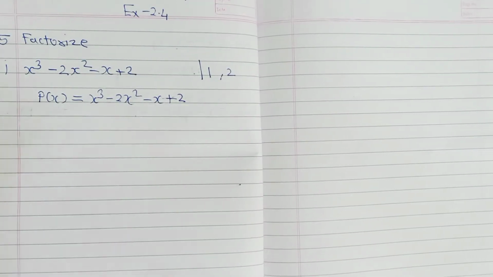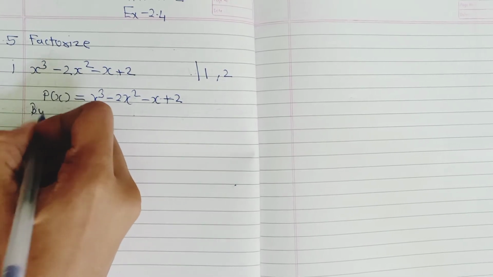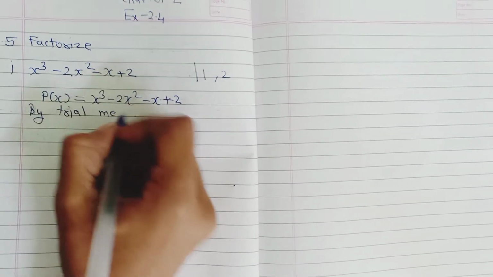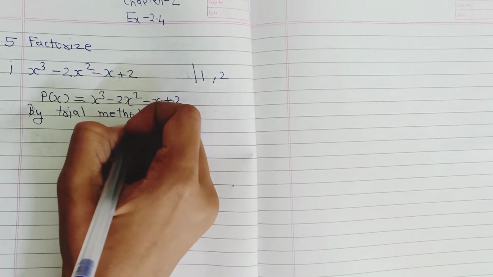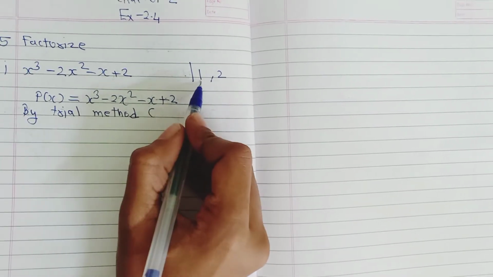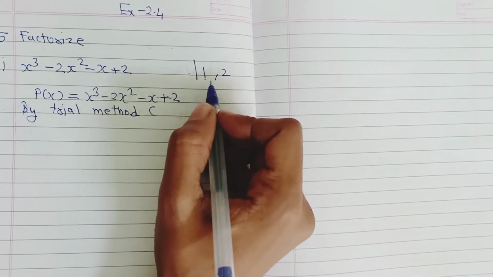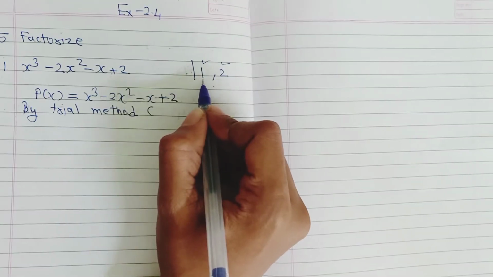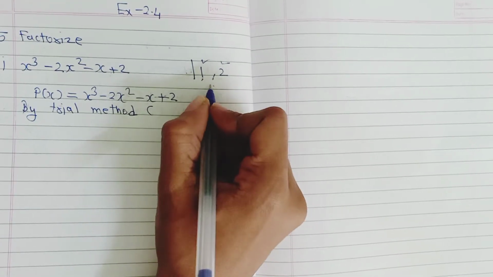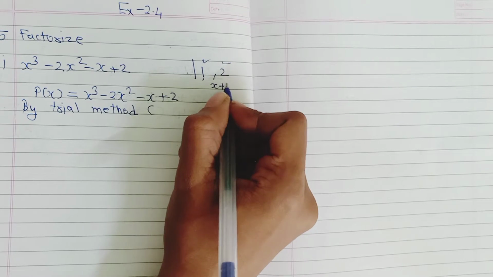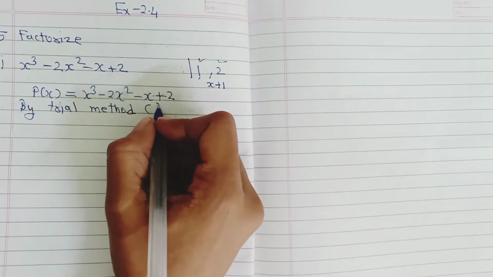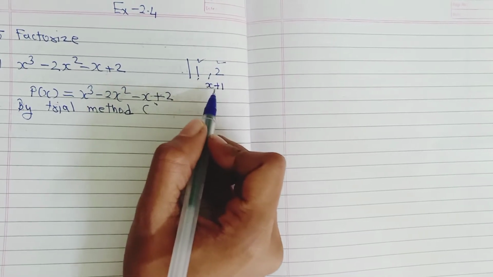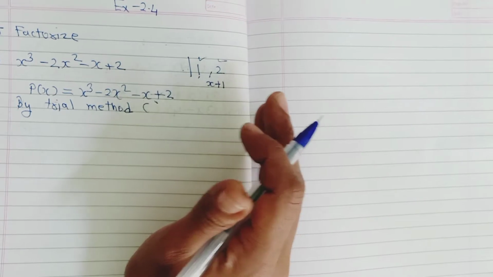Now we will be using the trial method. There is a method called the trial method. So by the trial method, firstly we will be taking the smaller number. So 1 is smaller than 2, so we will take something like x plus 1. Okay. So we are making a trial here, to see whether we get a factor with this or not. So x plus 1 we are taking as a factor.